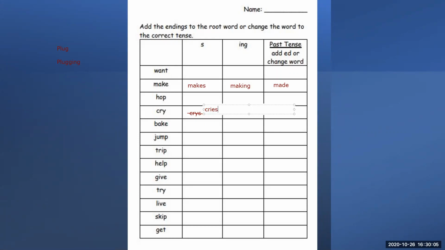So we have to have the ES at the end right there, because I and S doesn't go well. So that is the correct spelling for cries.